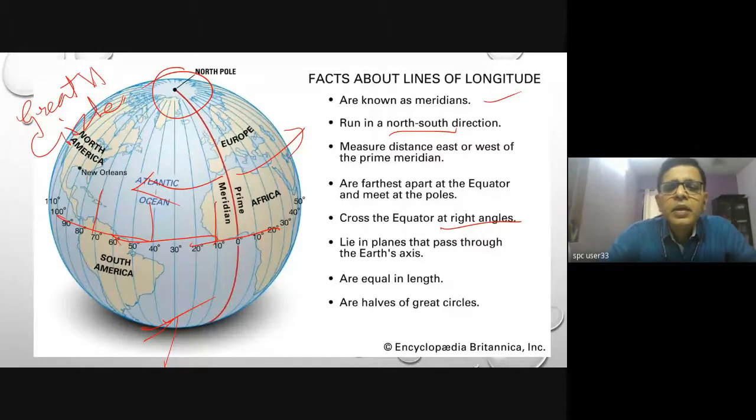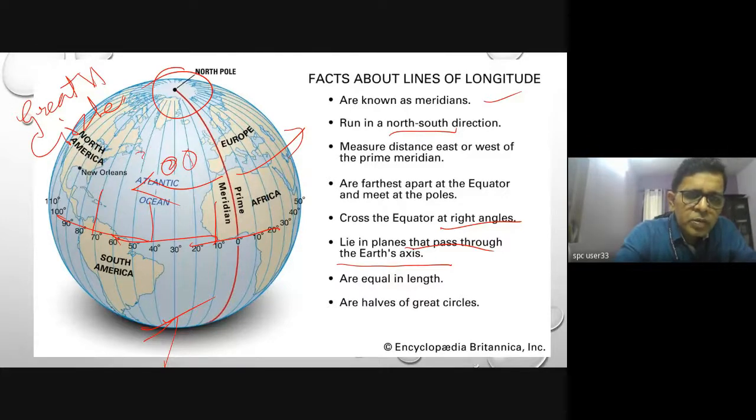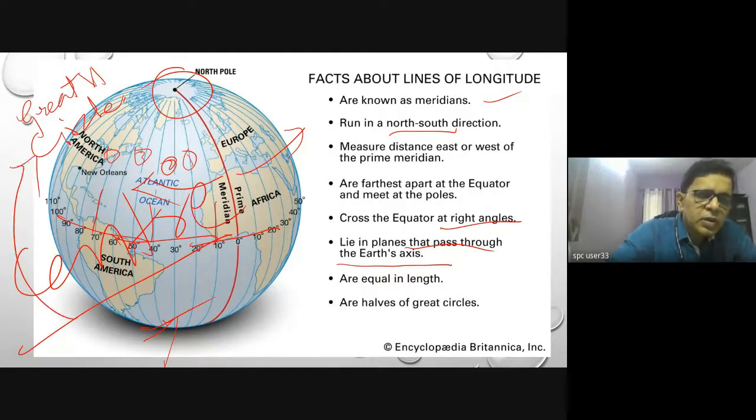Then they lie in planes that pass through the Earth's axis. So if I take any longitude, number 1 or number 2 or number 3 or number 4, and cut through it, let us assume that I make a cake of this particular shape. Nowadays, it's possible to make a cake of any shape and size and color. If I cut it, every cut along every longitude is going to pass through the center. And my answer to this question lies there.